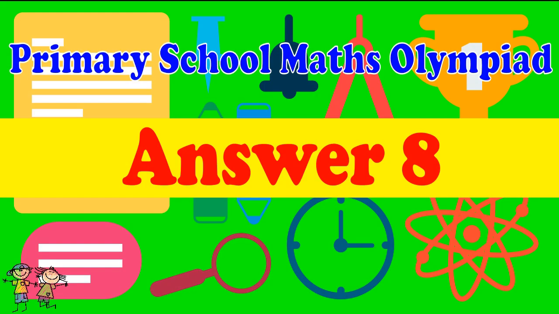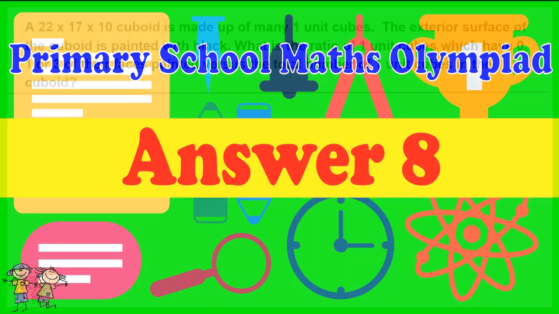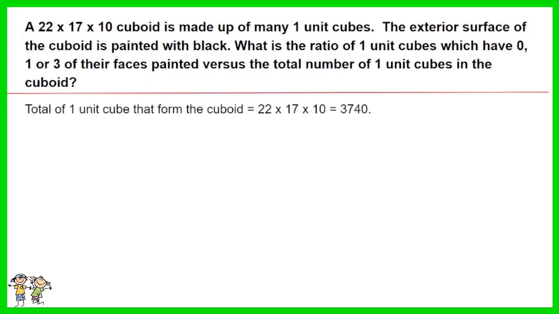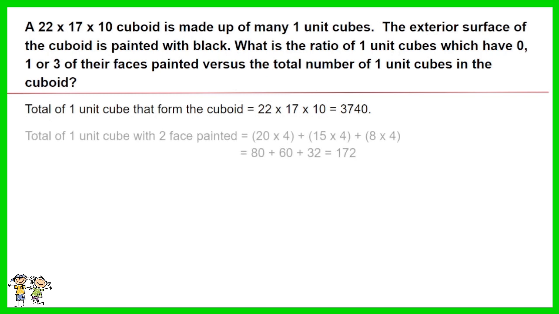Answer for question 8. Total of 1 unit cube that forms the cuboid equals 22 times 17 times 10 equals 3740. Total of 1 unit cube with 2 face painted equals 20 times 4 plus 15 times 4 plus 8 times 4 equals 80 plus 60 plus 32 equals 172.